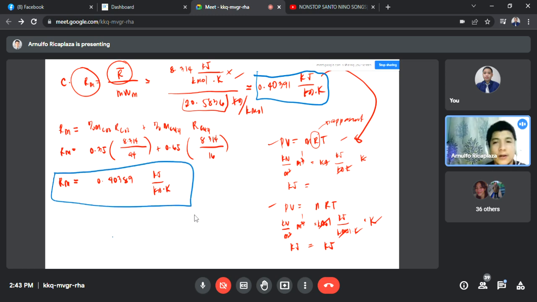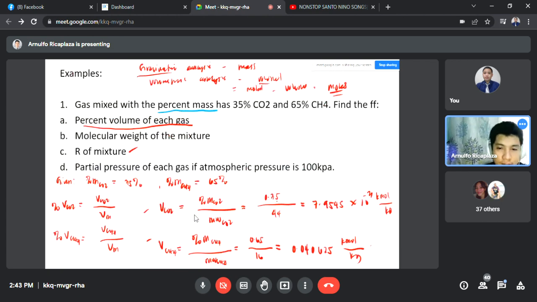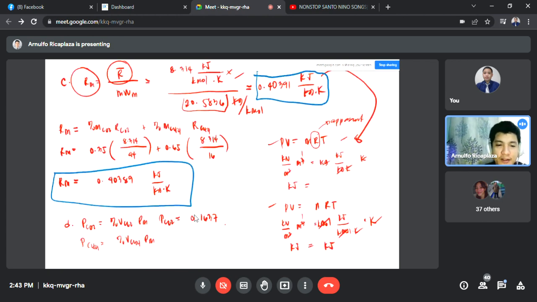Okay, so there. I think the question was lacking, so maybe letter D will be for the next class. Letter D is the partial pressure of each gas. It's easy, right? So we have the PCO2 is equal to the percent volume of CO2 times the PM. We have the P of the CH4 is equal to the percent volume of the CH4 times the PM. Therefore, the PCO2 is equal to 0.1637 for the volume, right? 1637, okay, times 100.